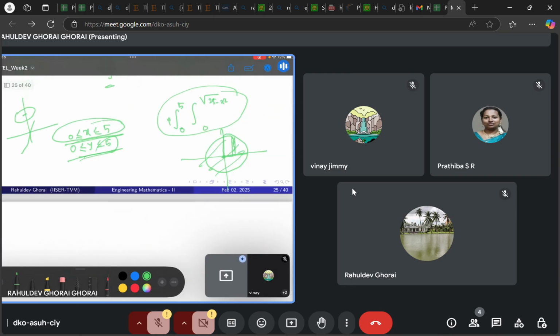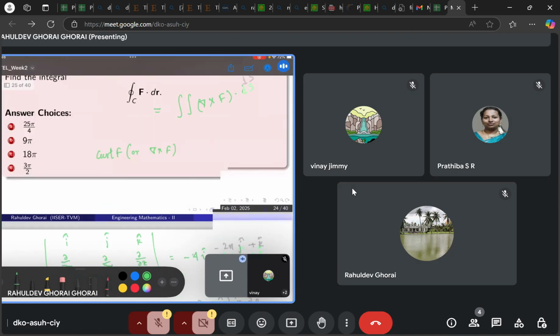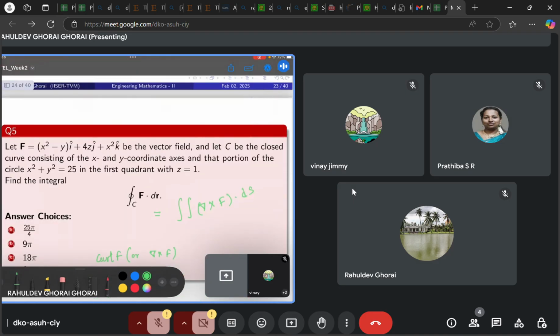In this case, it says that C is the closed curve consisting of the x and y coordinate axes and the circle x square plus y square equal to 25 in the first quadrant with z equal to 1, right? Then the curve will consist of the x and y coordinate axes.